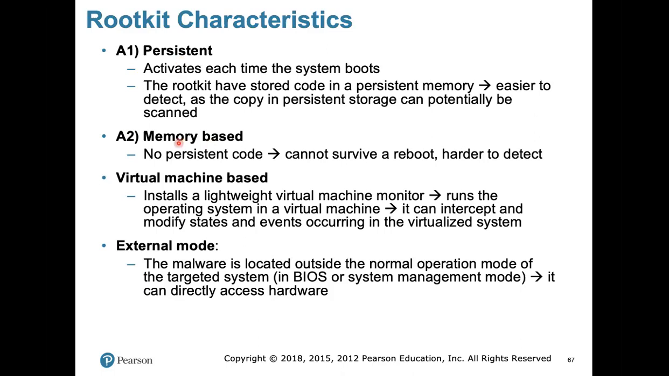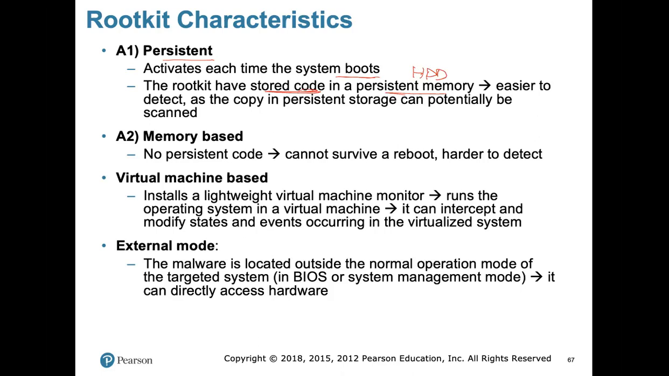A persistent rootkit is a rootkit that stays on a system forever. It means that even if you boot or reboot your computer system, you are not going to get rid of the rootkit. Why? Because the rootkit has stored some type of code or program somewhere in the non-volatile memory of your computer. This might be, for example, the hard disk, or the boot sector of your hard disk, or whatever.